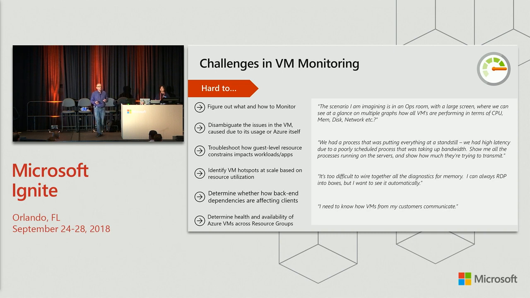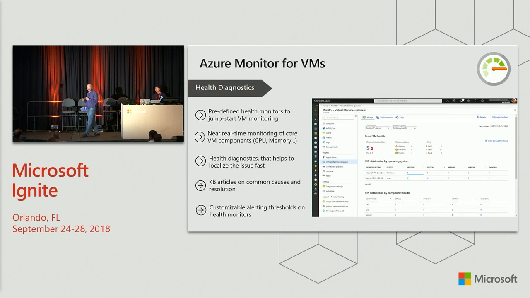How do I disambiguate issues from a VM that I have versus an Azure issue, an Azure Resource Health issue, or an Azure platform issue? Or even when I have thousands or hundreds of VMs running, how do I isolate the top-end VMs that could be resource constrained? Or how do I look at the dependencies of my VMs across the processes that are running, and how they are interacting with each other? How do I determine the health and availability across my resource groups and my subscription? It's a very hard problem to solve. So with Azure Monitor, we have tried to take a step towards that.